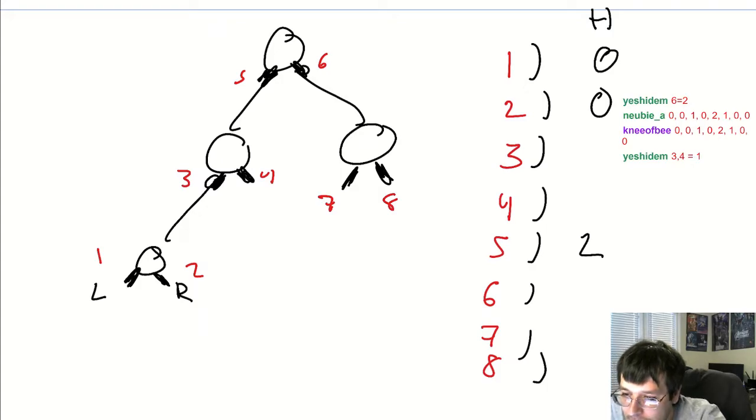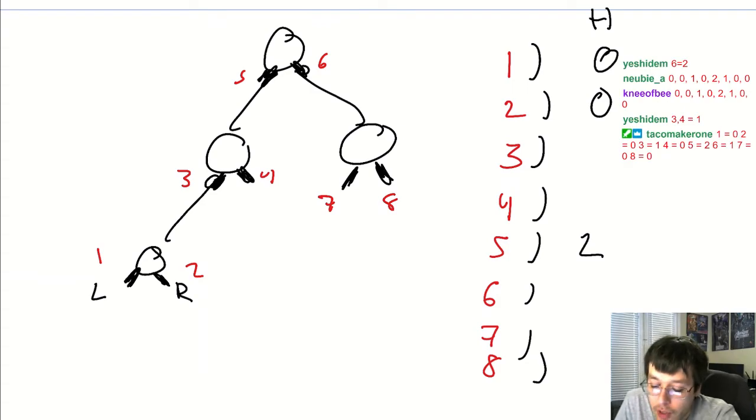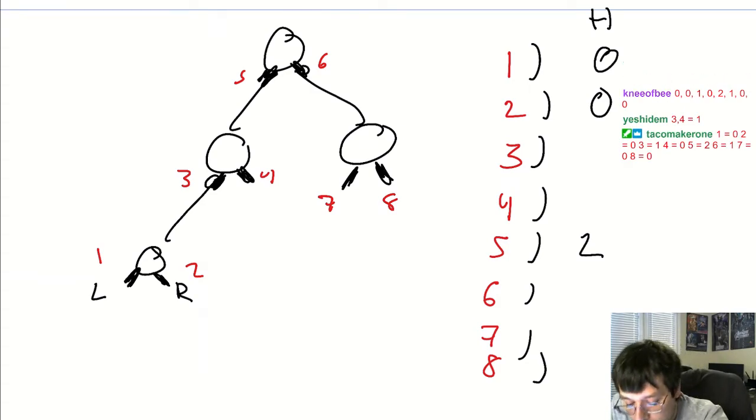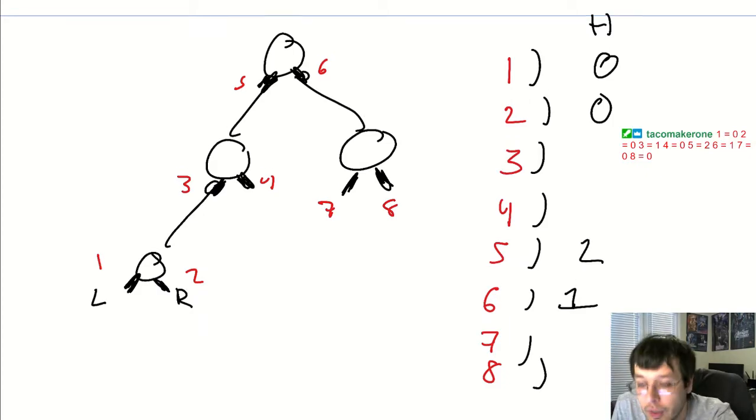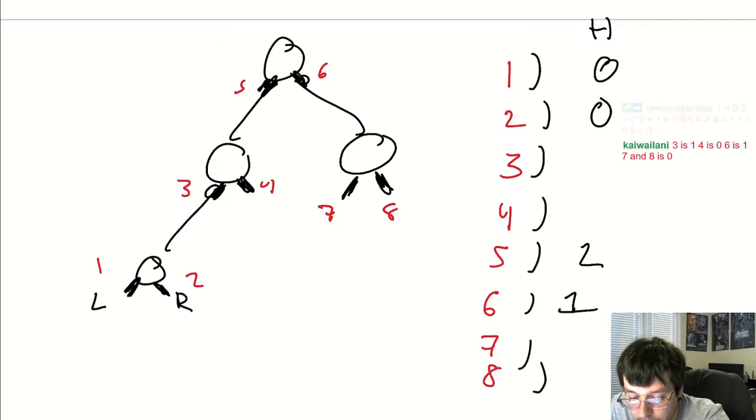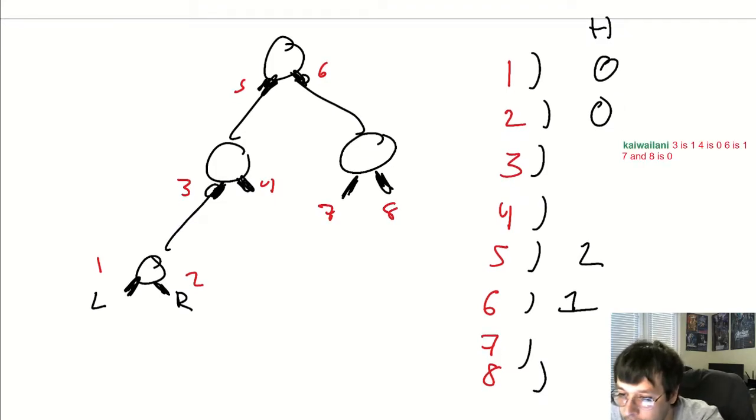But okay, so let's start with 6 is equal to 2. No, not quite. 6 is not equal to 2 because this only has a distance of 1. So I would argue that actually 6 is equal to 1. Close enough. Again, this is why we have to make sure we are on the same page with the height computations.